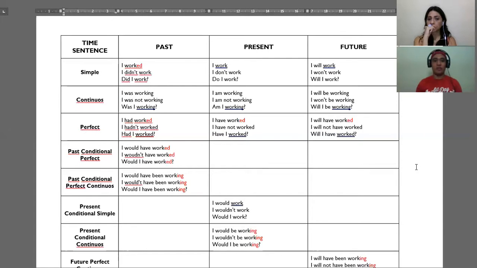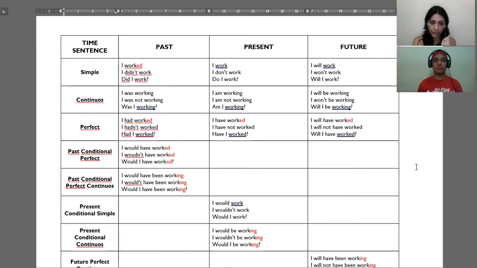But for example, in the past perfect, I'm not sure if this is right, but "have" or "had" is an auxiliary verb or no? Yes, but the verb changes to the past participle, like a single form. It's a structure. What makes your perfect tenses is the combination of "have" plus the past participle of the verb. Only in the perfect tenses.